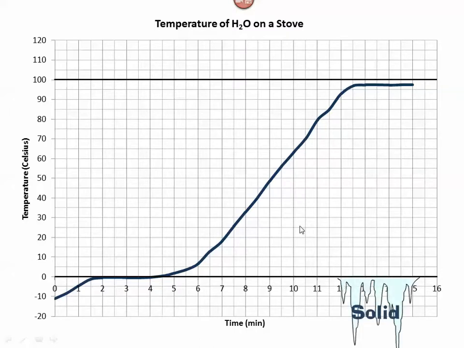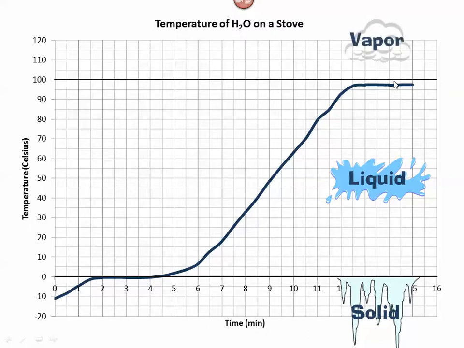So what we know is that anywhere below 0 Celsius, you've got a solid, and you saw that because you had solid ice. As that ice melted, in between 0 and almost 100, it was a liquid as water, and then above that temperature, obviously, it's going to turn into a vapor.